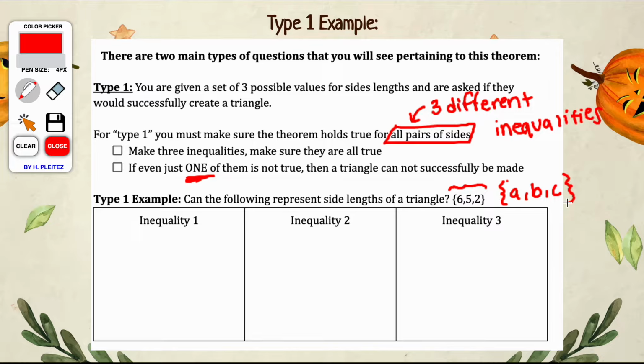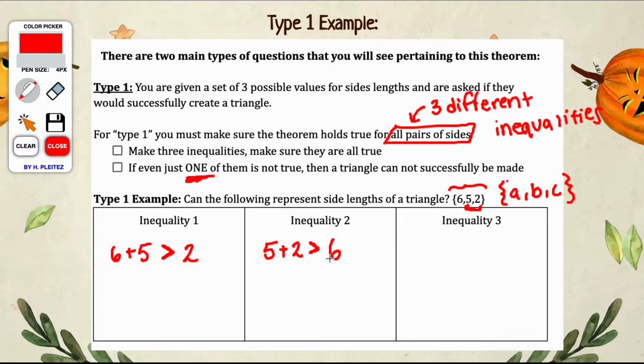So our first inequality, remember, we want to make sure we have all three combinations. The first combination I'm going to talk about is 6 and 5. If I add up sides 6 and 5, my remaining side is 2. So we know that the sum of any two sides has to be greater than the value of my third side. Before I check if it's true, I'm going to go to my next combination. Now I'm going to deal with 5 and 2. If I add up 5 and 2, that should be greater than the value of my third side, which in this case is 6.